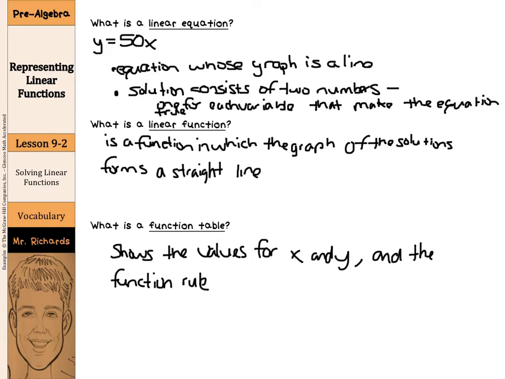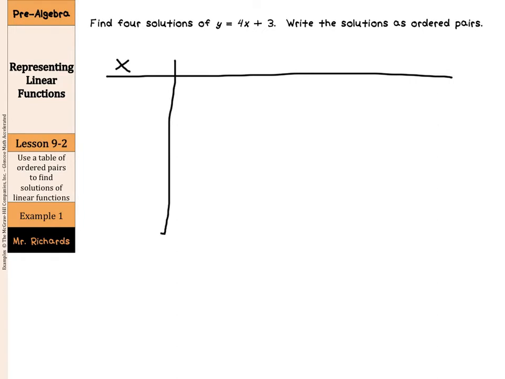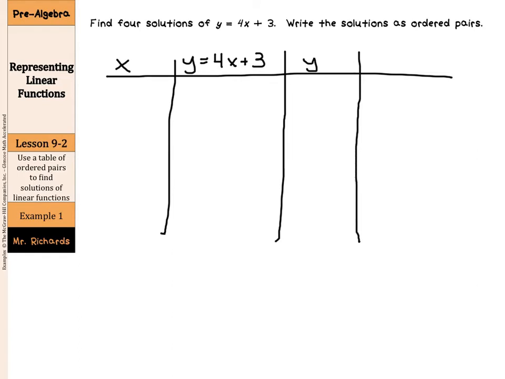Now let's see how this works when we try to find solutions of functions. Find four solutions of y equals 4x plus 3. Write the solutions as ordered pairs. Well, we're going to make a function table here, and our first column is going to be x. Our second column is going to be our rule, y equals 4x plus 3. Our third column is going to be our resulting y. And our last column is going to be our ordered pairs, x, comma, y.